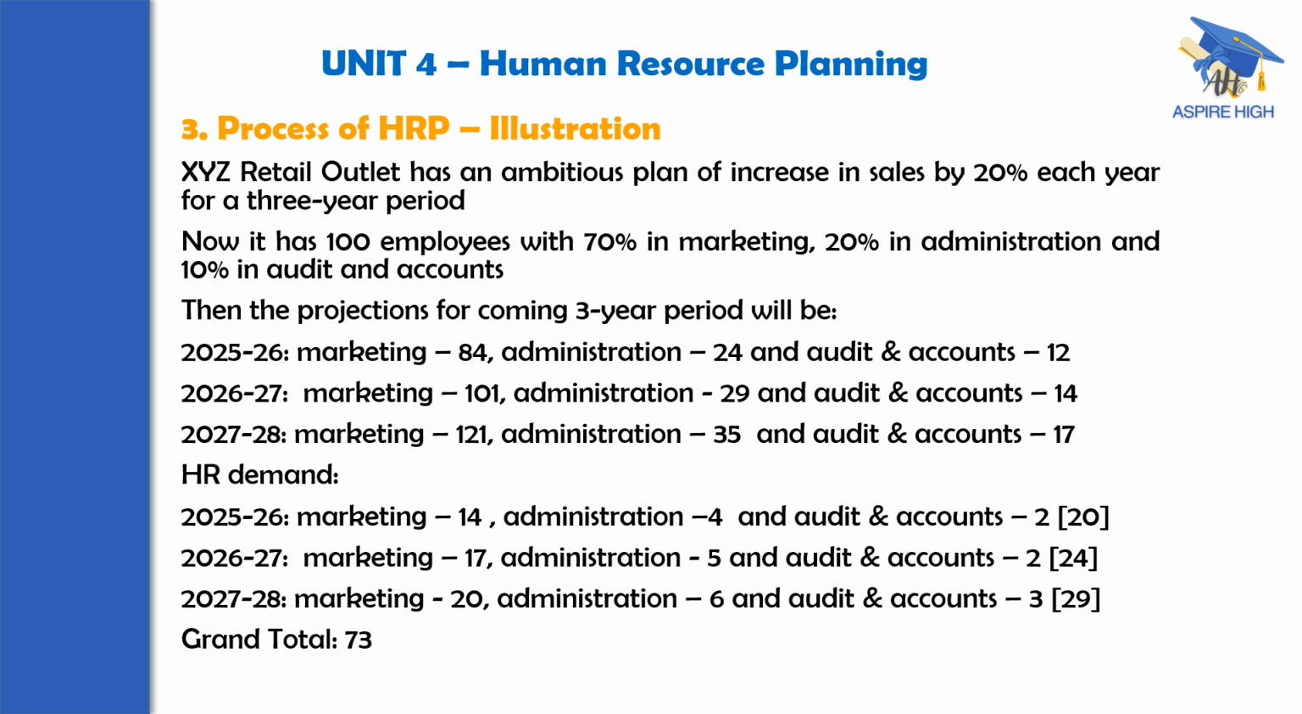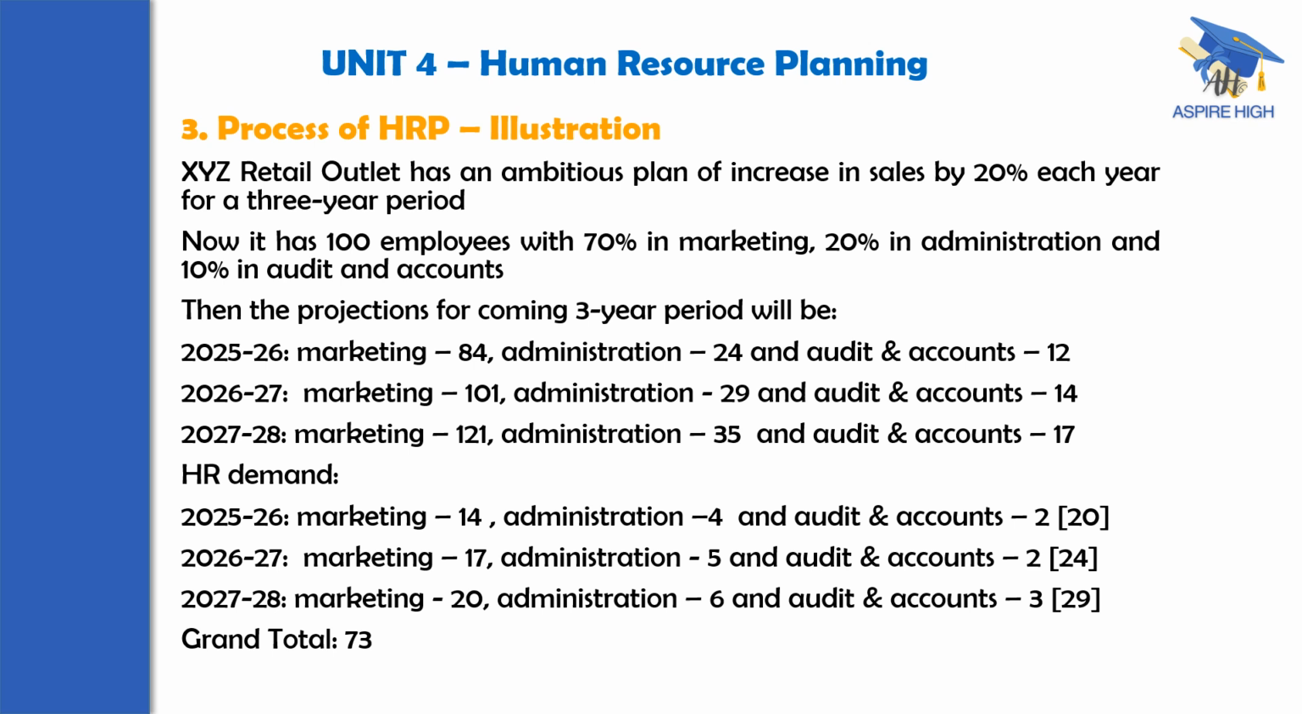Here, one important point we have to highlight. This is a trend analysis, a quantitative approach. We just now discussed that HRP should have both a quantitative approach and a qualitative approach. Both should complement each other. We cannot simply rely on a qualitative approach, and at the same time we cannot solely rely on this type of working, that is, a trend analysis quantitative approach. Why?